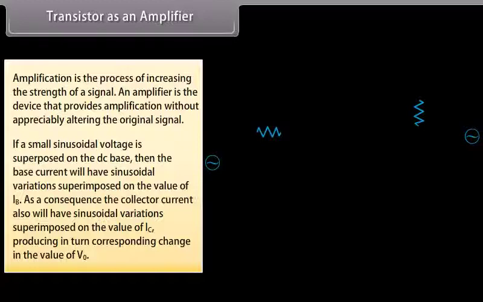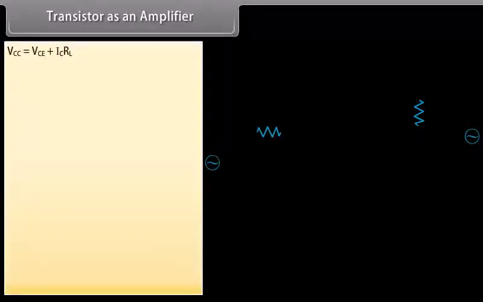If a small sinusoidal voltage is superposed on the DC base voltage, then the base current will have sinusoidal variations superimposed on the value of IB. As a consequence, the collector current also will have sinusoidal variations superimposed on the value of IC, producing in turn a corresponding change in the value of V0. VCC is equal to VCE plus ICRL. Delta VI is equal to delta IB multiplied by RB plus RI.